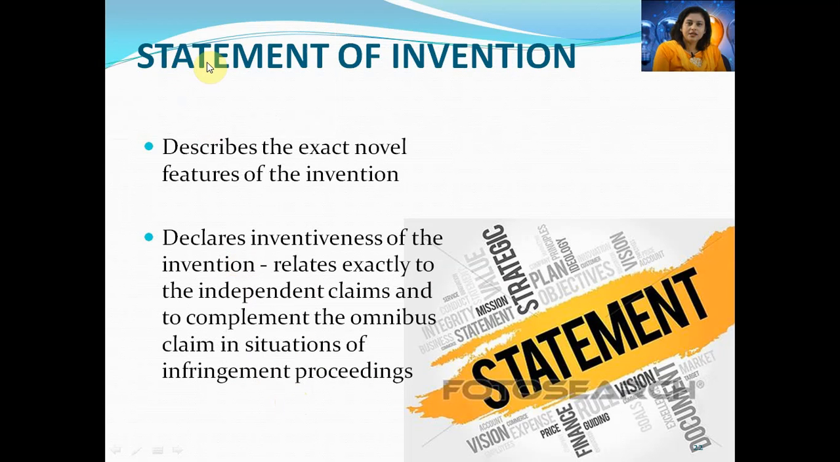Statement of invention describes the exact novel features of the invention and should clearly reflect the inventive feature of the invention over the existing one. This part is very much useful to declare inventiveness of the invention and also relates exactly to the independent claims and to complement the omnibus claim in situations of infringement proceedings.